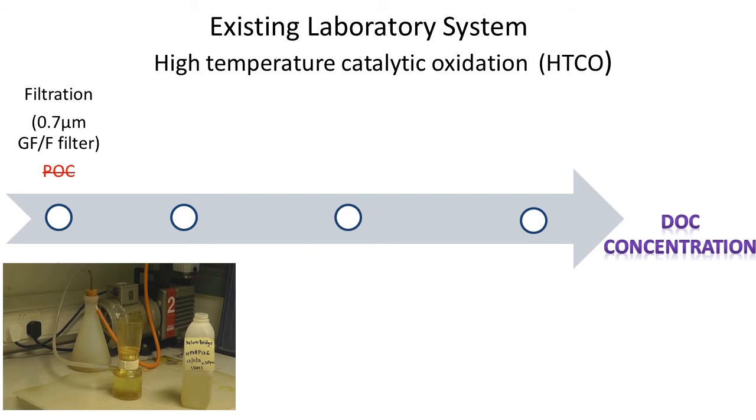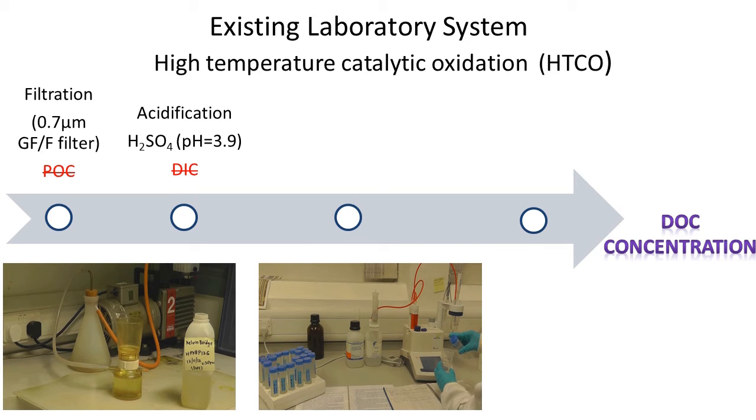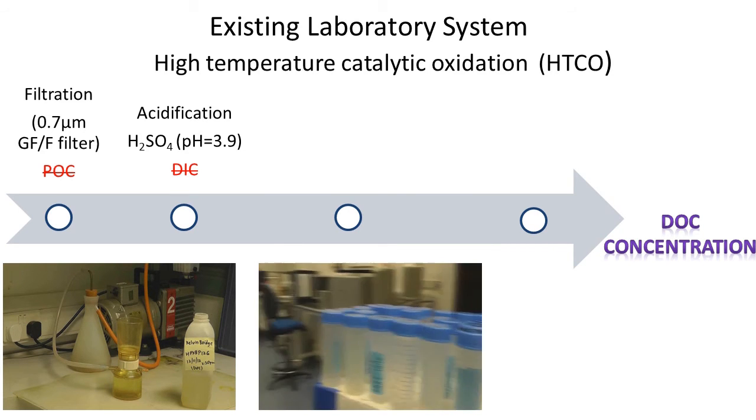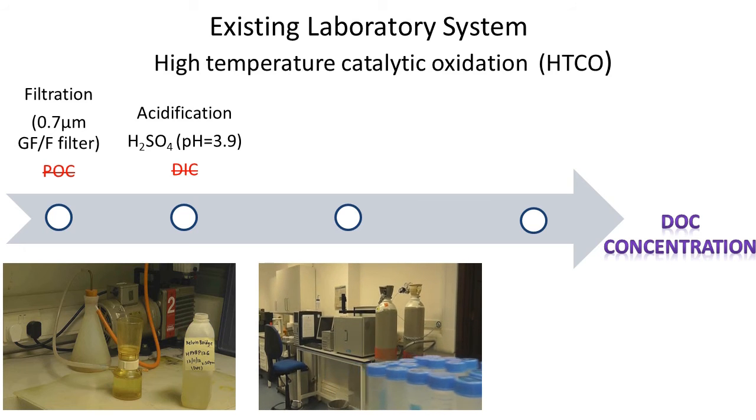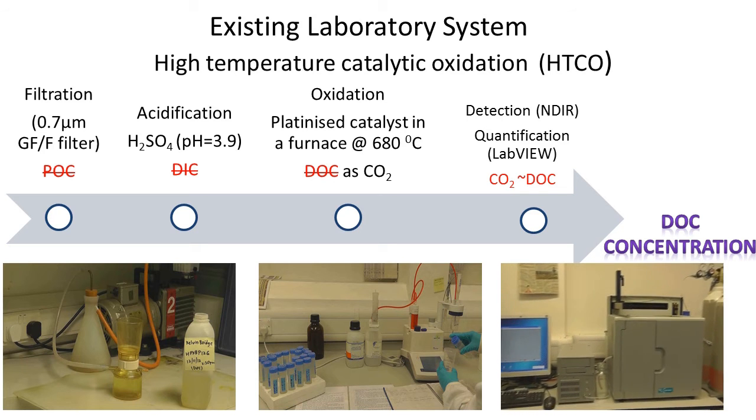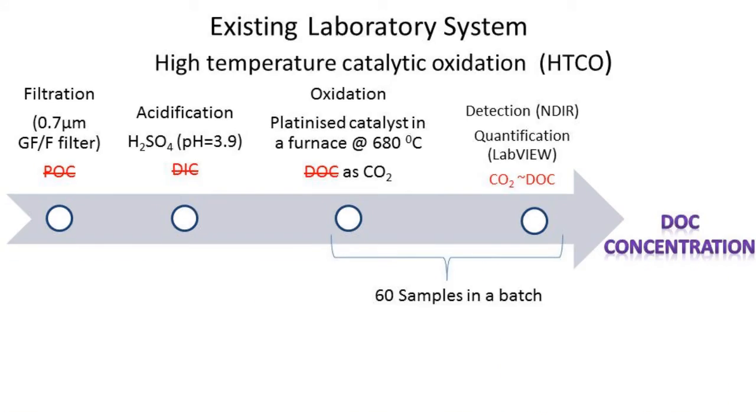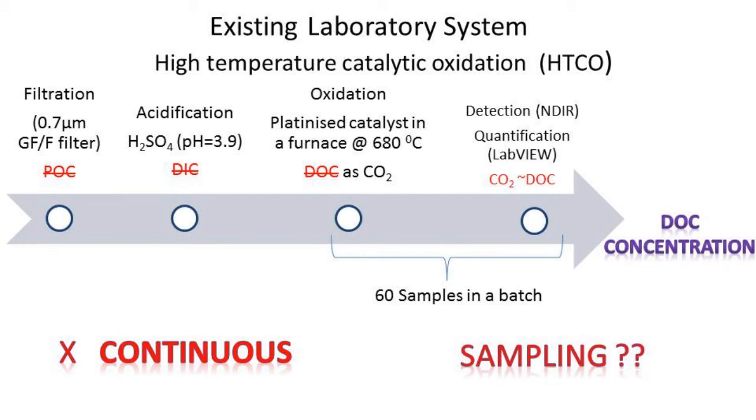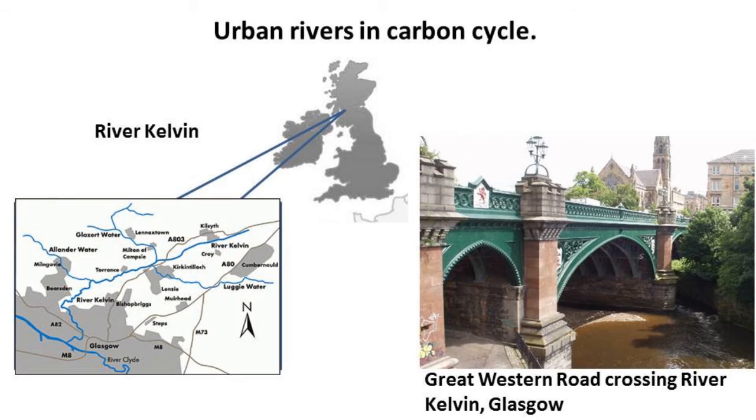The existing techniques are purely laboratory based, where the water samples undergo a step-by-step process starting with filtration, then acidification, oxidation and quantification. This step-by-step process takes several hours to collect and process. Then the samples are stored to be analyzed in a batch of 60, so the data comes once a month. This laboratory-based system cannot be used to measure DOC continuously, so we also miss the details of what's happening between sampling. To explain in more detail the requirements of DOC, follow my journey, Urban Rivers in the Carbon Cycle.